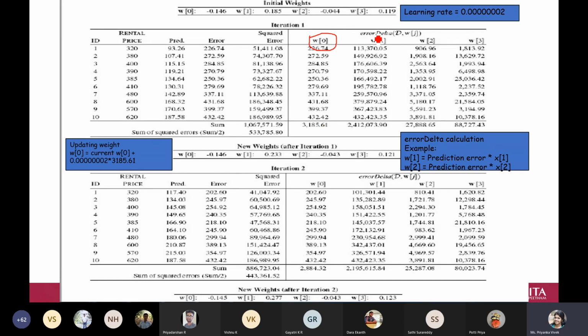These are not weights. Don't think like that. If you're getting confused, don't use this at all. You can directly use error delta D comma W0 like that itself. Is that fine? Yes, ma'am. So that is not your weights. That is your error delta calculation. That's it. Is that fine? Any step is not clear? You want me to repeat anything?